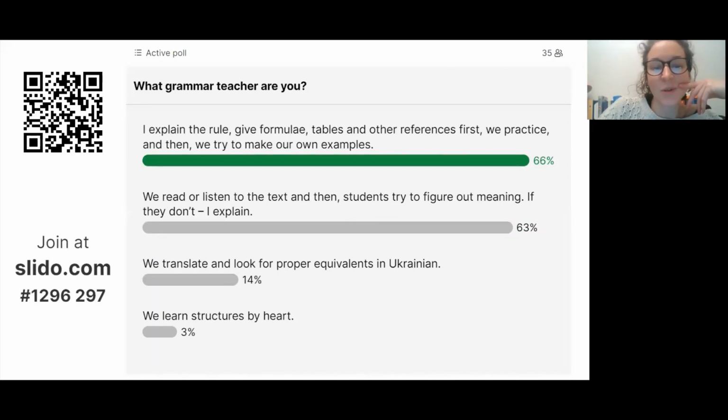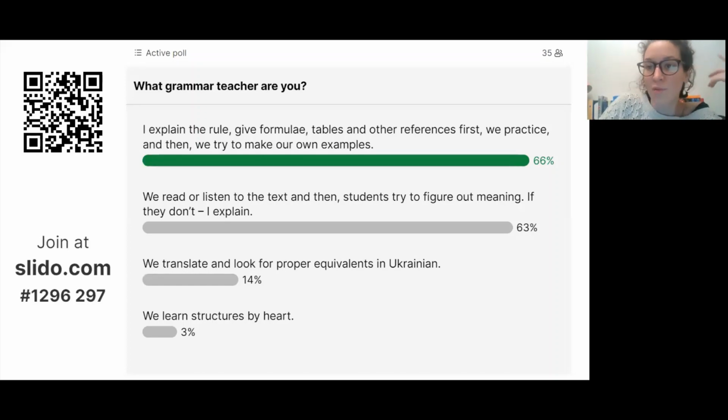And we learn structures by heart. This is a great idea for primary students, for the 1st and 2nd grade. That's where they learn the structure by heart, because they still don't have this metalinguistic thinking about language as a system. And it would be difficult for them to learn the rule and then act according to the rule, because it just doesn't make sense for them.